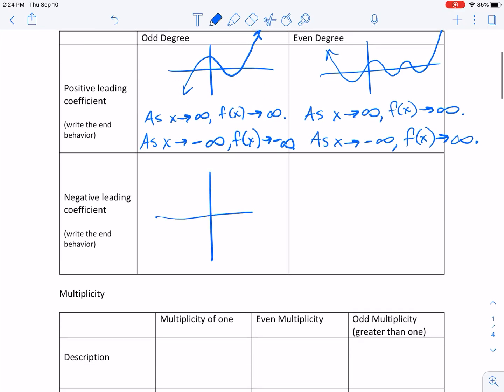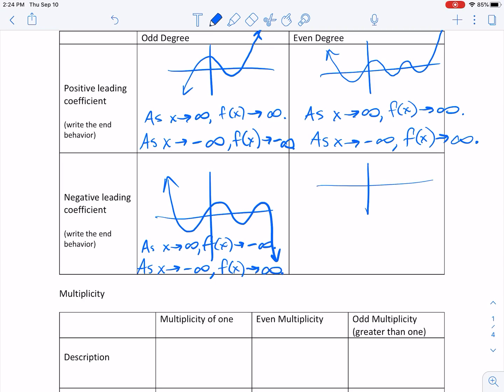The negative leading coefficient is going to do the opposite. So it could do something like this. Pretend that looks a little too linear, my bad. But as x goes to infinity, f of x goes to negative infinity. And as x goes to negative infinity, f of x is going to go to positive infinity.